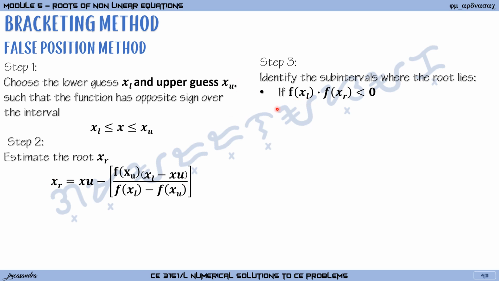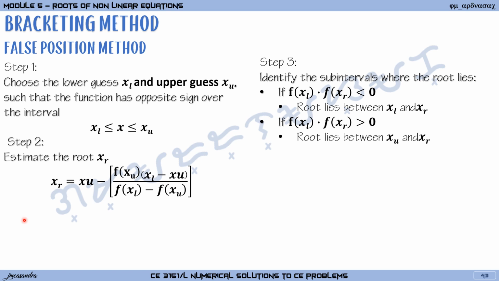If the product of the function of XL times the function of XR is less than 0, then it means that the root will lie between your lower limit and the computed estimated root XR. If the product of the function of XL and the function of XR is greater than 0, then your root will lie between XU and XR. And if the product of the functions of XL and XR is equal to 0, then it means that the computed XR is our true solution, or the true root of the equation.